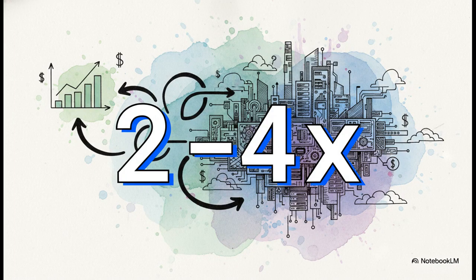So here is the number that really matters, 2 to 4 times. That is the shocking multiplier representing the actual total production cost of your AI initiatives. Most organizations look at their top-line invoice from OpenAI or Google, and they just assume, okay, that's the full picture. No way. Your total production costs routinely reach 2 to 4 times that raw API bill.